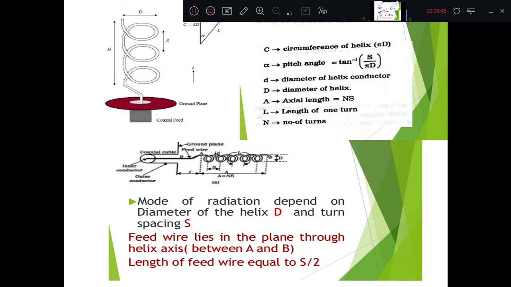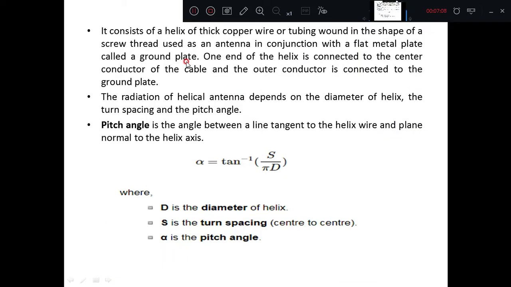And the feed wire lies in the plane through the helix axis. So this is the helix axis, the center of the turns. Then the length of the feed wire is equal to S by 2, where S is nothing but the spacing between the two turns, right? So here is a brief explanation about how the construction is involved for the helical antenna.